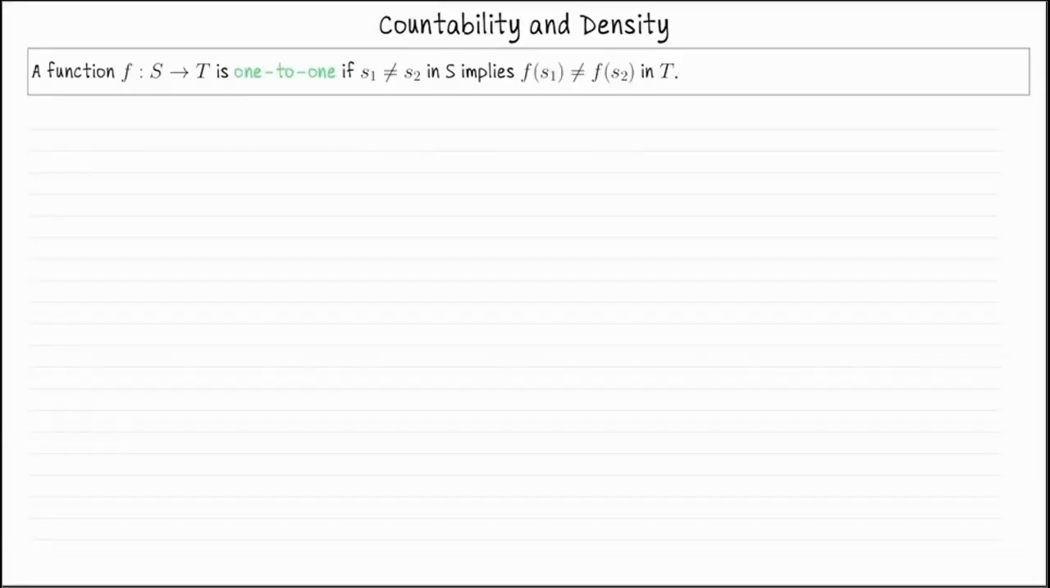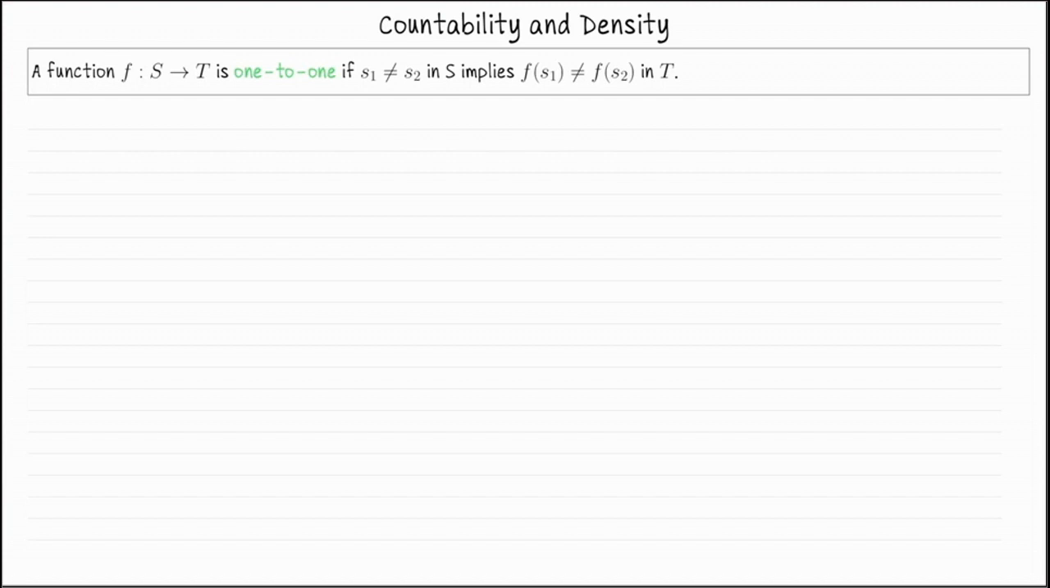Hello and welcome. In today's lecture, we're going to be talking about countability and density of sets of real numbers. These are two distinct topics, but I think they go well together. Before we can define either of these notions, we have to go through a couple of preliminary definitions. So let's start with the definition of a one-to-one function.